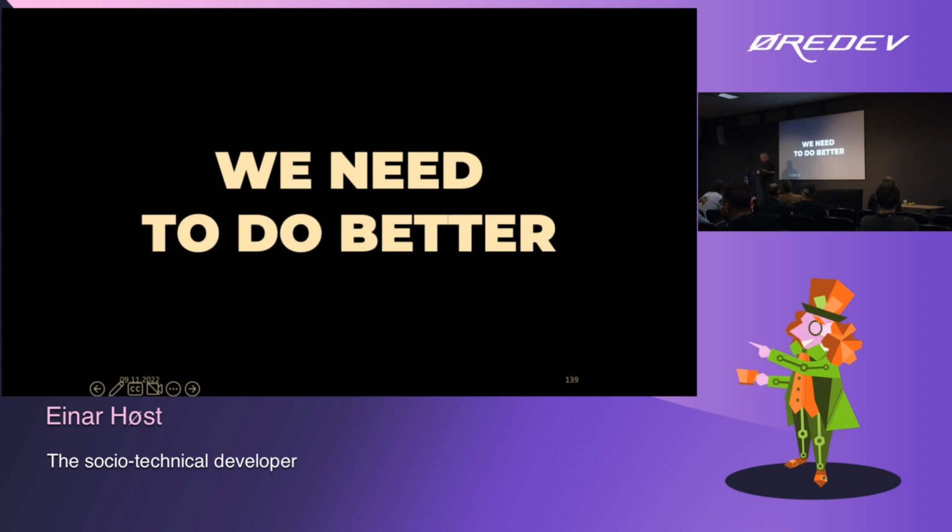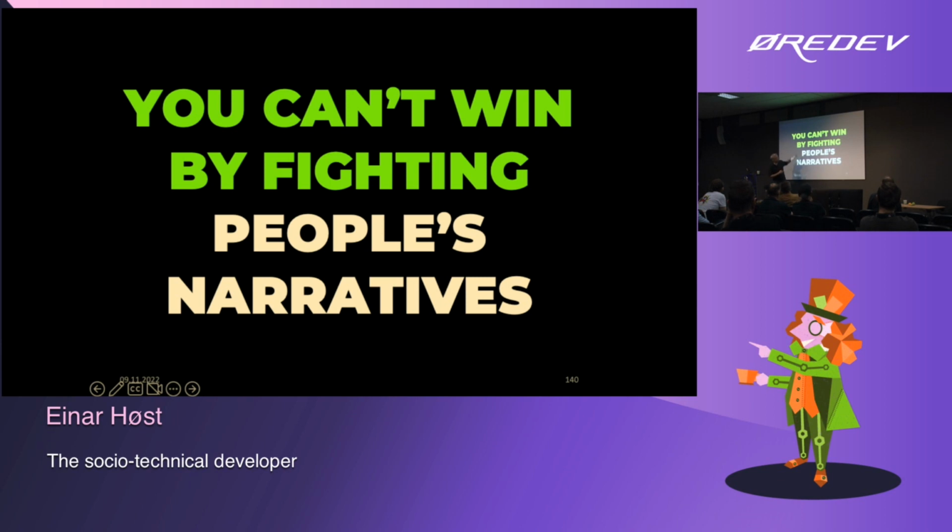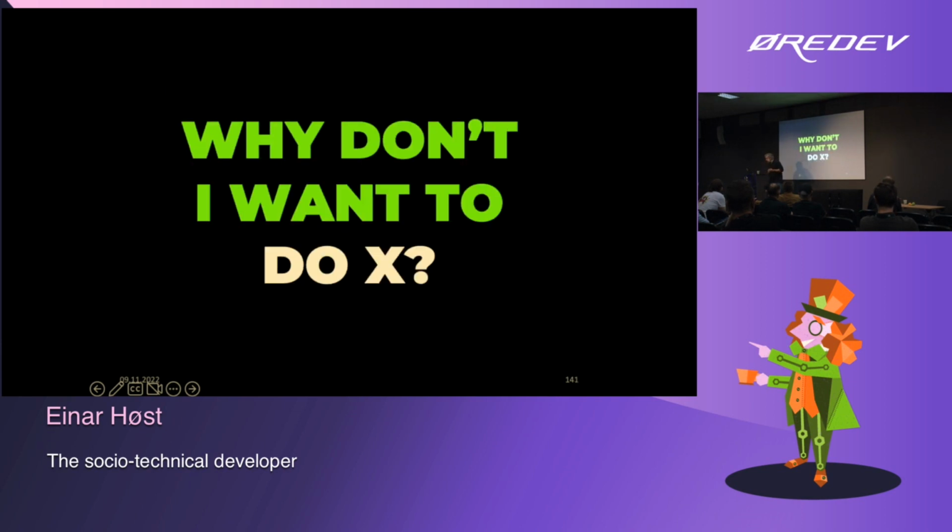I think we need to do much better, because communication really is the key to better software development, and this is terrible communication. I think when we're talking about talking, it's important to realize that you can't really win by fighting people's narratives, these narratives that we have about ourselves. So I think a question worth asking then is, if I don't want to do X, why is that the case? And that's a question that I should be asking myself, and the other guy should be asking themselves as well.